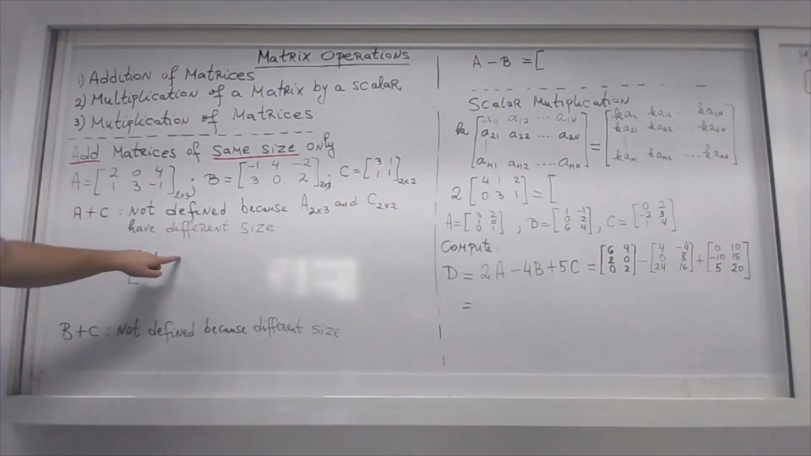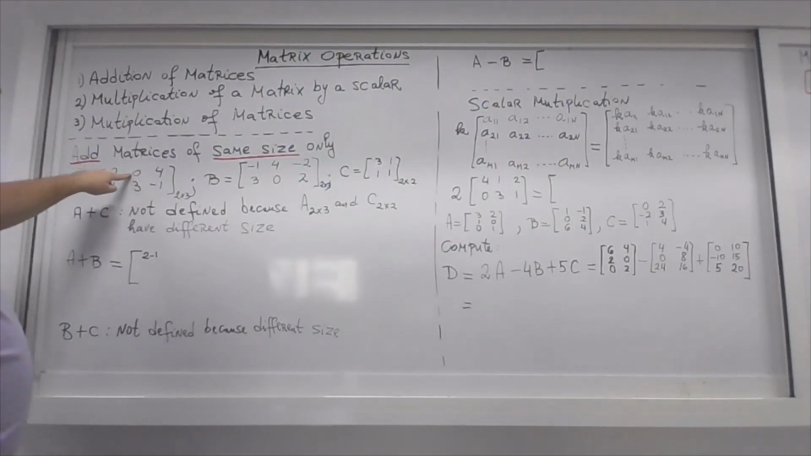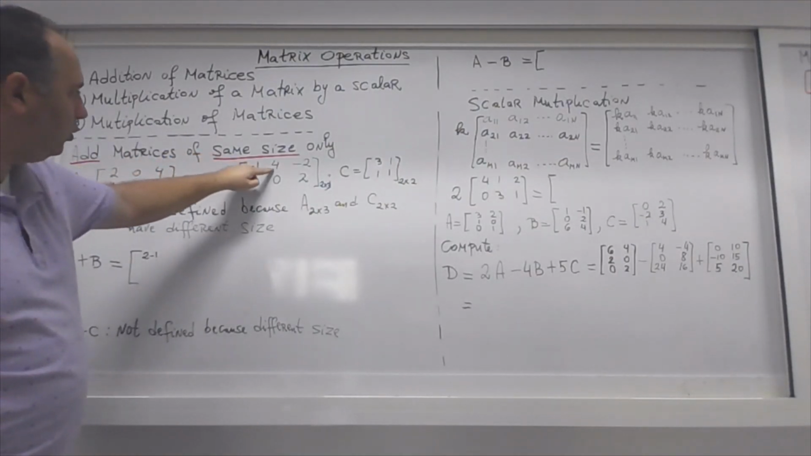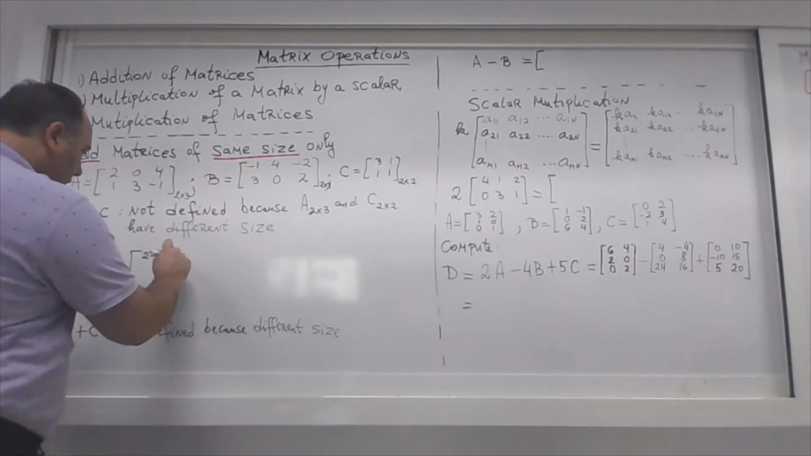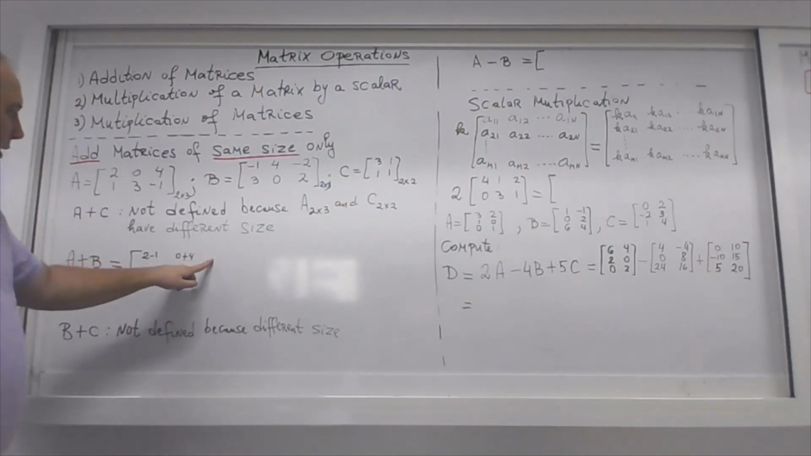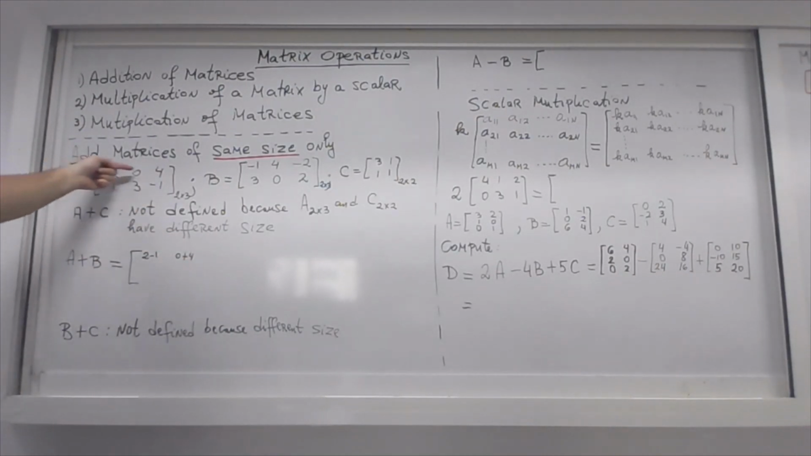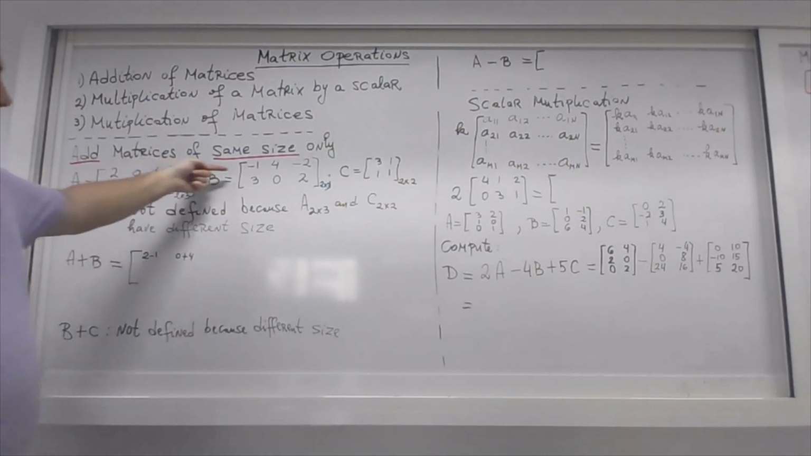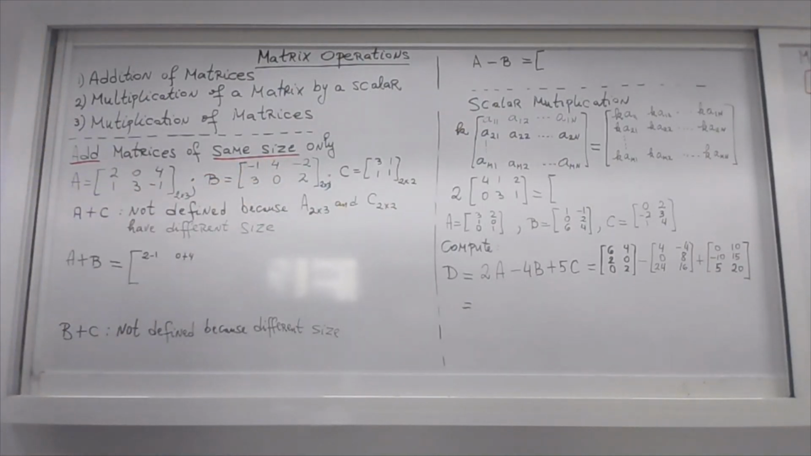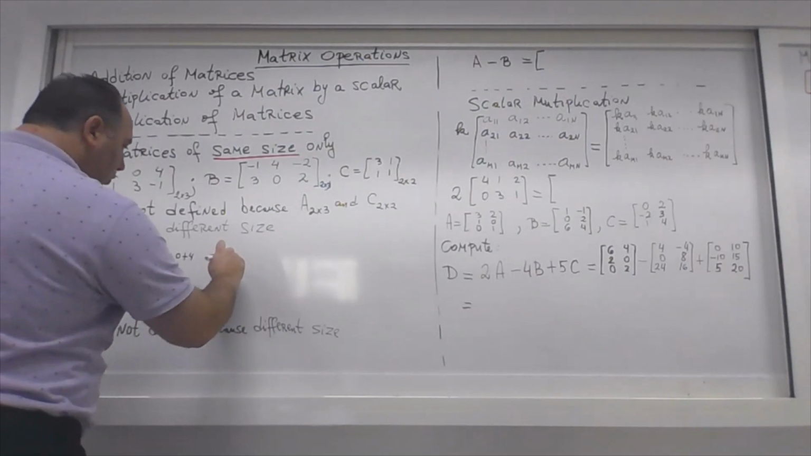In the position 1, 2, I take entry 1, 2 from A plus entry 1, 2 from B. So I have 0 plus 4. For my resulting matrix, entry 1, 3 is obtained by adding entry 1, 3 from A with entry 1, 3 from B. So I have 4 plus minus 2.